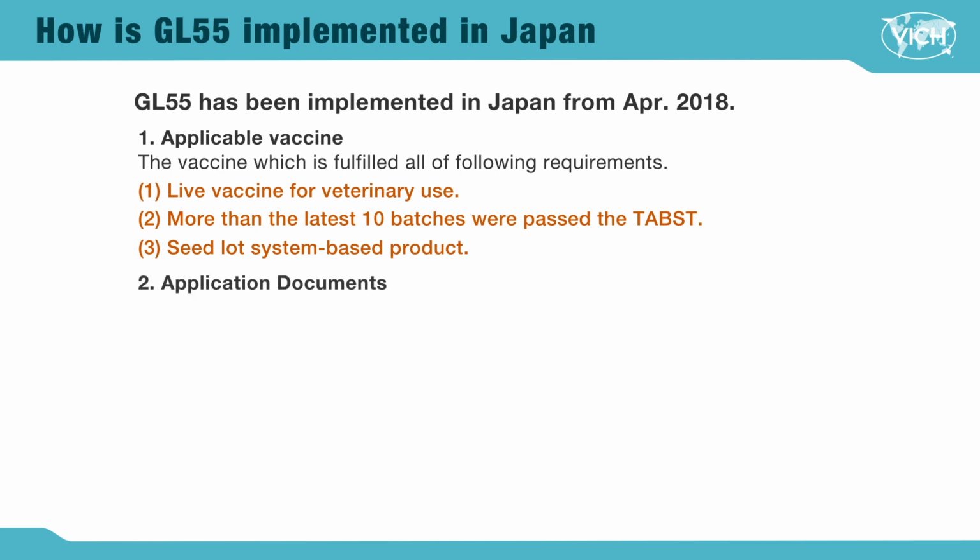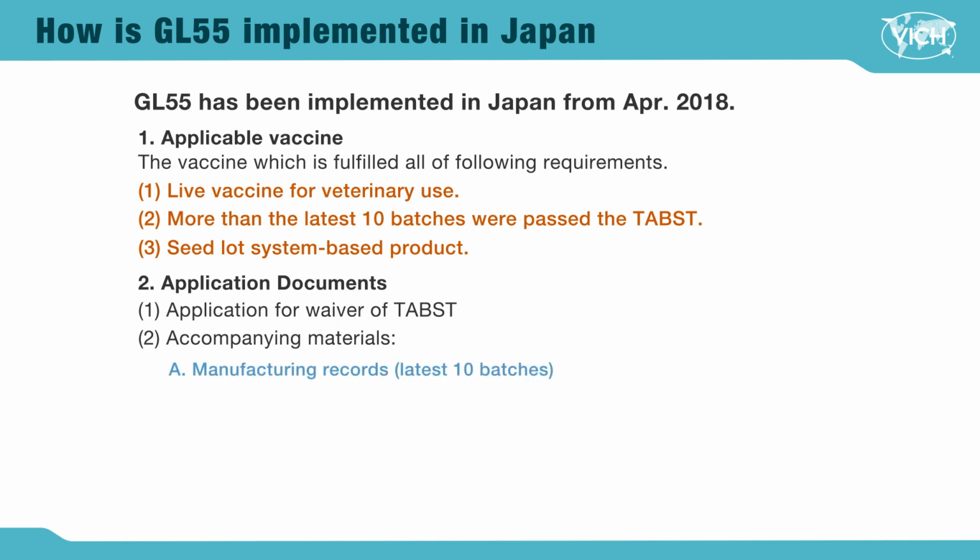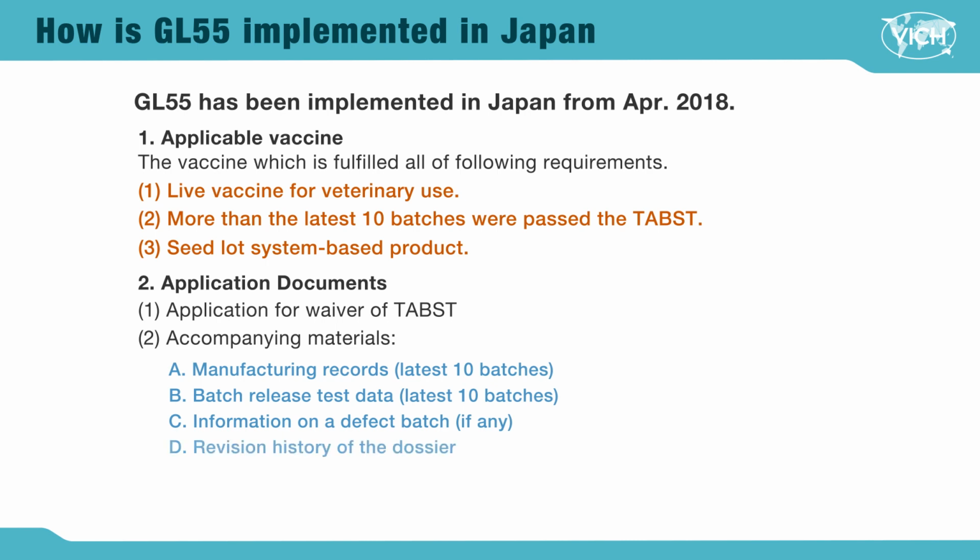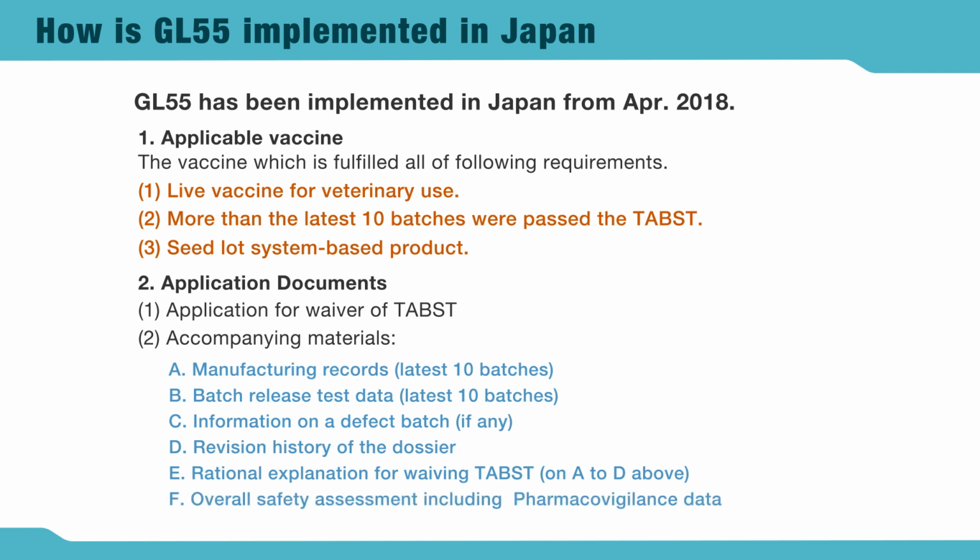Application documents. Waiving the TABST requires applying for approval for procedural changes. The following materials are required when applying. Manufacturing records, the latest 10 batches. Batch release test data, latest 10 batches. Information on defect batch, if any. Revision history of the dossier. Rational explanation for waiving TABST. And overall safety assessment including pharmacovigilance data. The TABST may be waived if safety is verified upon screening.